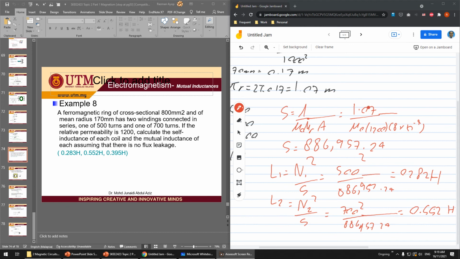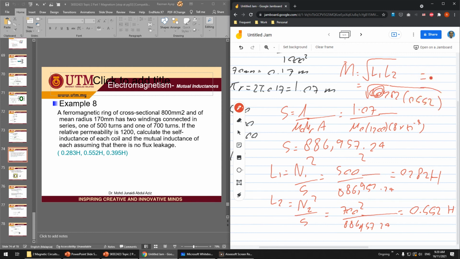Now we move on to the mutual inductance. Mutual inductance is equal to the square root of L1 L2. Just use the formula: square root of 0.282 multiplied by 0.552. You get 0.395 Henry, also with the unit. That is how you calculate the self and mutual inductance. So that's it for self and mutual inductance.